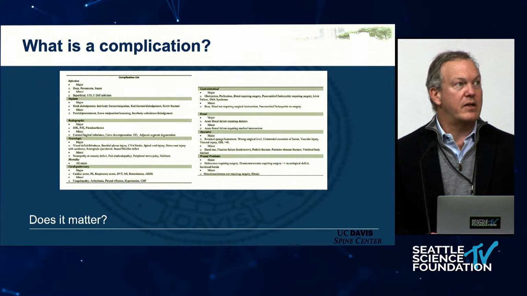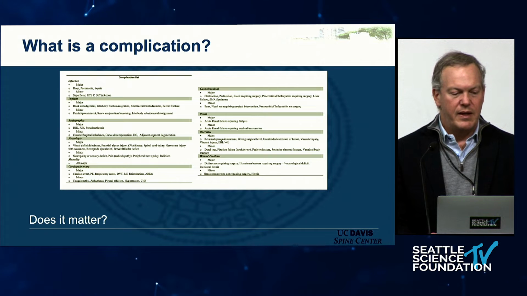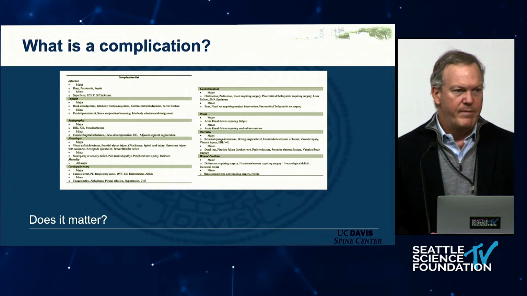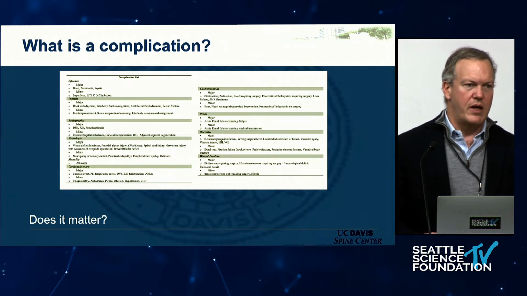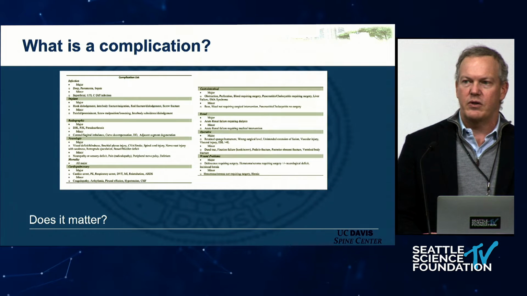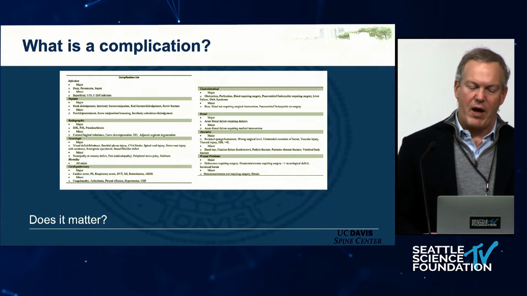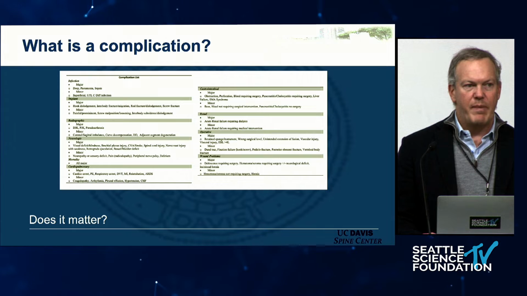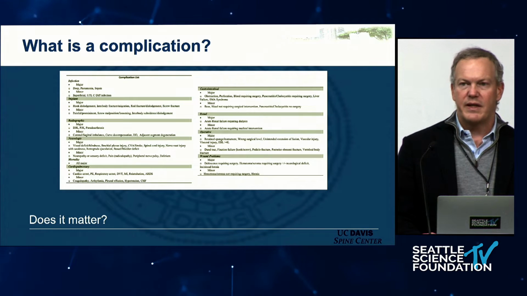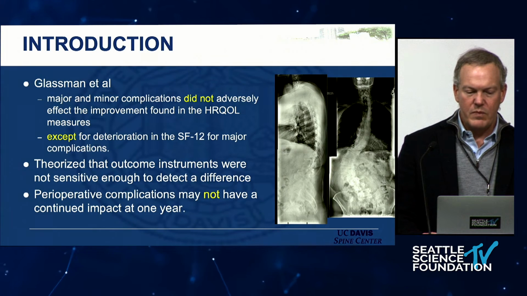And we can come up with a list of those complications, and here's the list that we use in the ISSG, and it really covers everything under the sun. It's from UTI to dural tears to paralysis to bowel and bladder deficits. And you might imagine those complications are all exceedingly different.